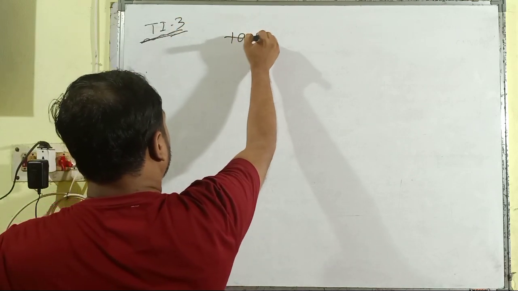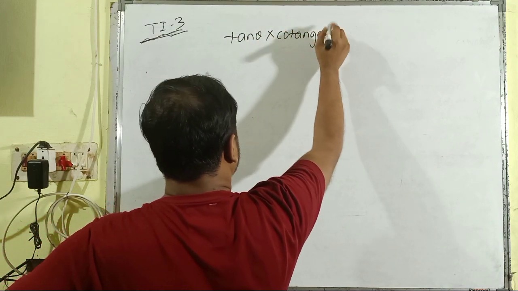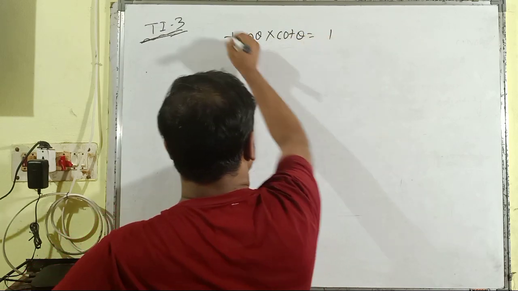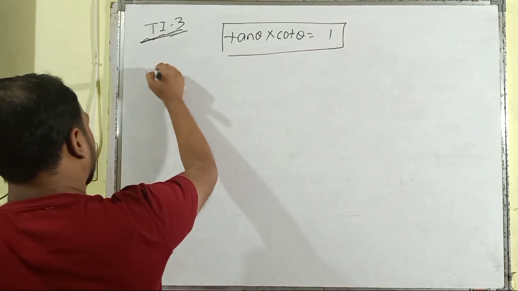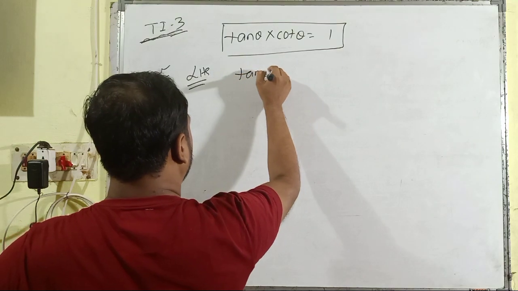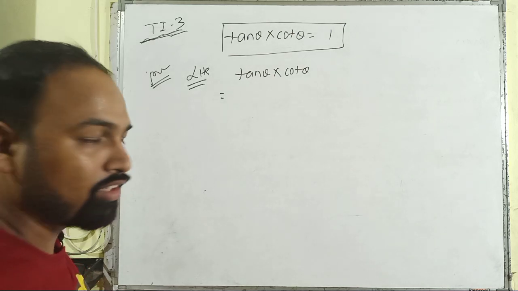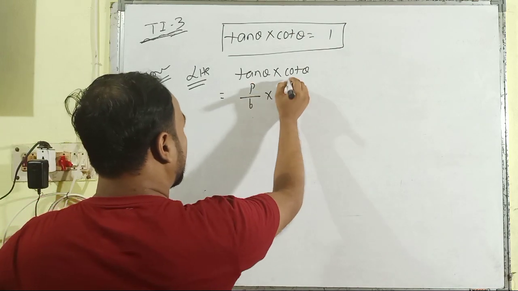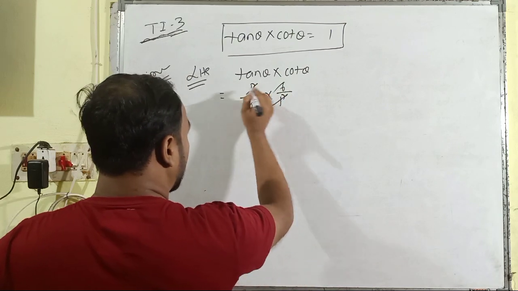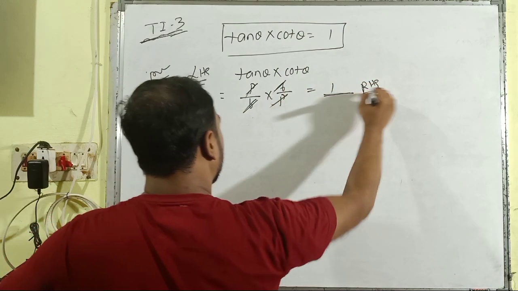And it is the multiplication of the tangent function with the cotangent function. That means the multiplication of tan theta with cot theta is equal to 1. So let us prove it first. Taking the left hand side part first, tan theta multiplied with cot theta. The value of tan theta is the ratio of perpendicular and base, that means p upon b. Then cot theta is b upon p. Then cancelling both p and b from the denominator and the numerator, we are getting 1, which is the required right hand side part.